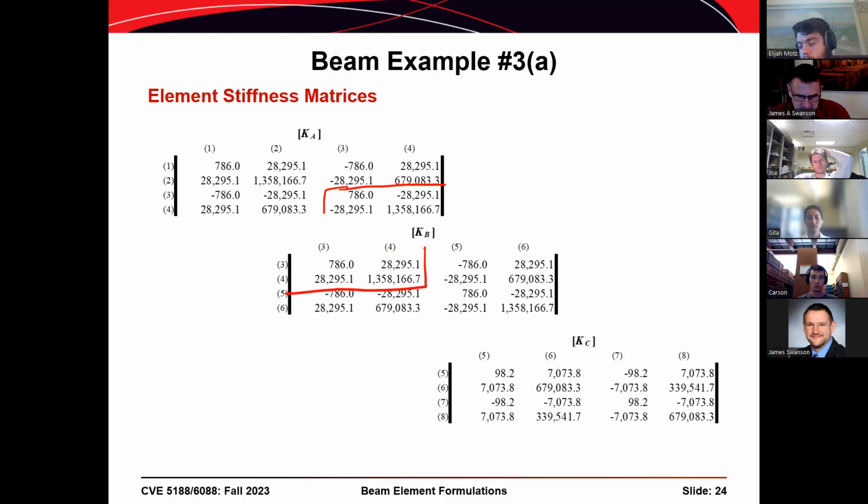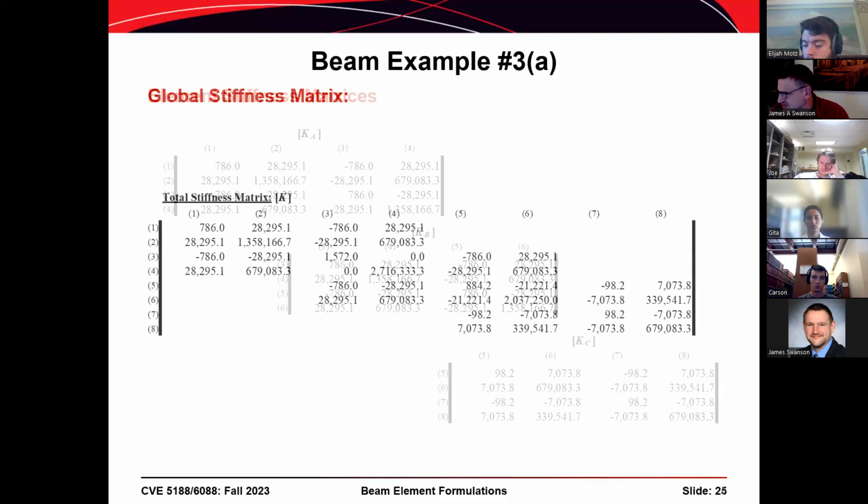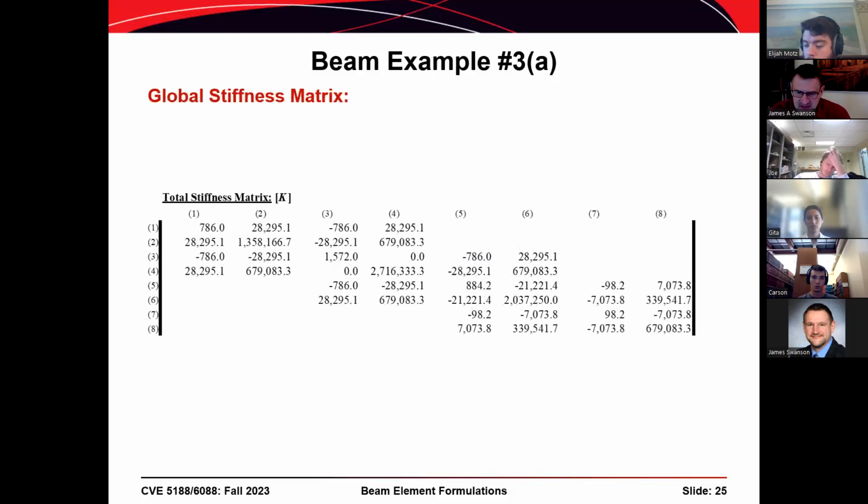And when we do the second part, I'm trying to change pen colors. We're going to see that these 4 elements here overlap with those 4 elements like that. And so basically you just add these together. You add this one to this one, for example, and that gets you the assembled matrix. So on the next slide, slide 25, you see the assembled matrix. And so this corresponds to member A. These 16 elements correspond to member B, and then these 16 correspond to member C.